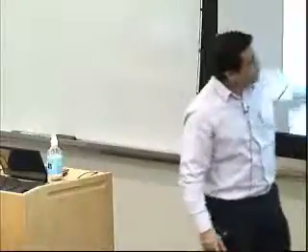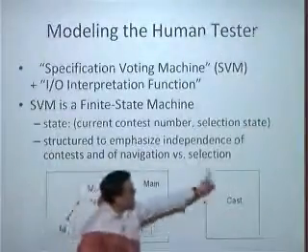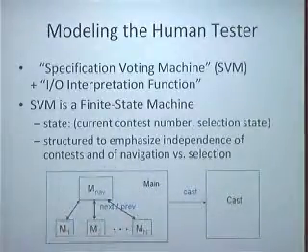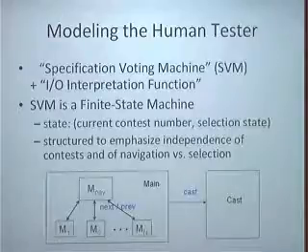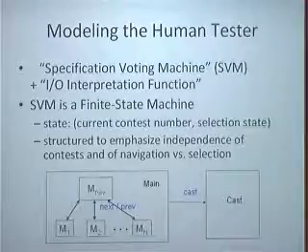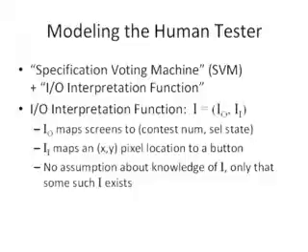So you can basically go back and forth between contests, and at some point you cast, and then control is transferred to a state machine that deals with recording the cast vote in persistent storage. So that's the model of the specification machine, very informally described. All the details are in the paper. But let me talk about the I/O interpretation function.